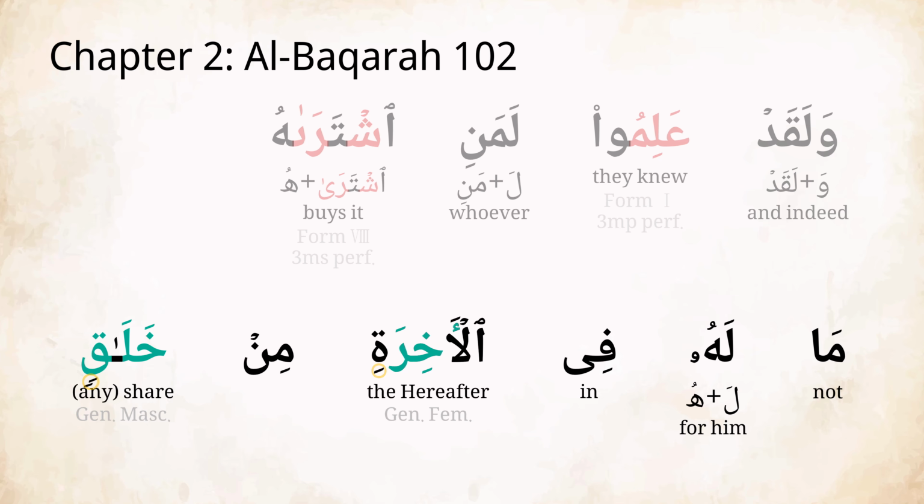And we can translate min khalaqin as the subject and provide the to be verb. Then it will be translated as there is not any share for him in the hereafter. Or we could say he doesn't have any share in the hereafter. Now let's recap. وَلَقَدْ عَلِمُوا لَمَنِ اشْتَرَاهُ مَا لَهُ فِي الْآخِرَةِ مِنْ خَلَاقٍ means, and indeed they knew that whoever buys it doesn't have any share in the hereafter.